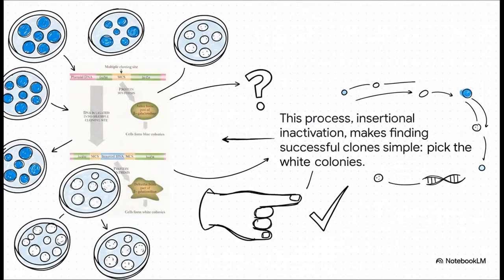And this image sums it all up. The process is called insertional inactivation. All of a sudden, finding the bacteria that had your gene of interest became incredibly simple. Just ignore the blue ones and pick the white ones. It was a massive leap forward.